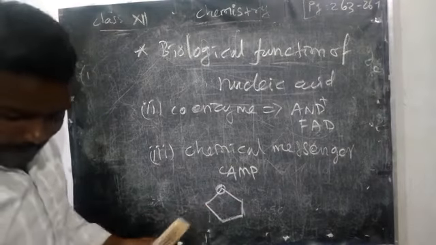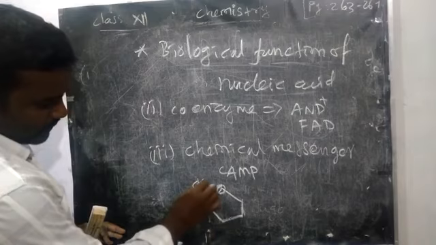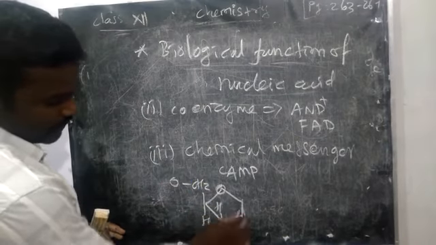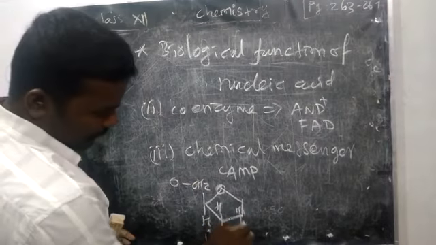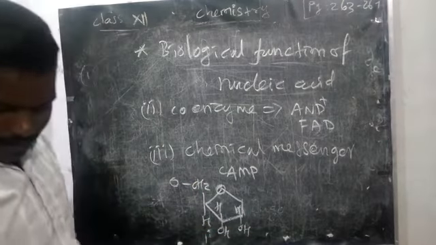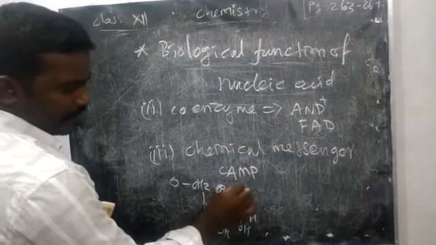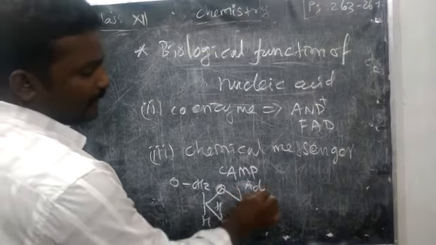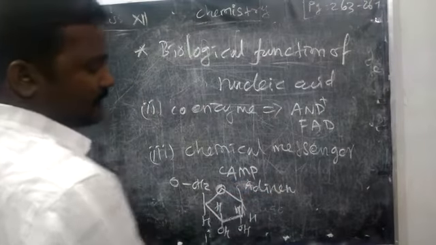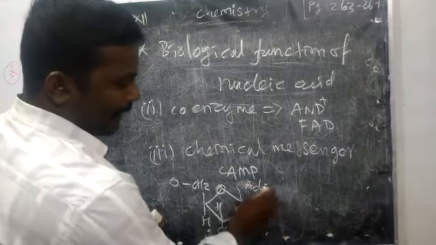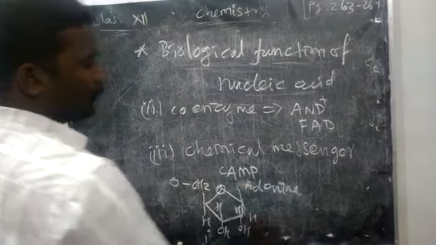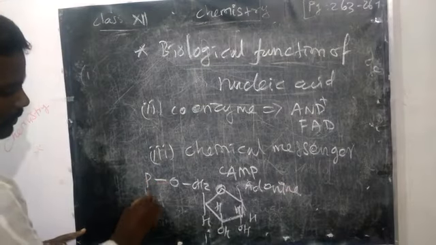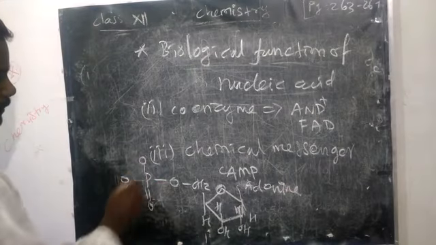So how will you write? See here CH2OH. That O is connected with the phosphate group. Then here HOH, here also HOH. At last hydrogen is again connected with the adenine, but the structure is not given. They are just saying you want to add the adenine compound. Then here it is also connected with the phosphate group.